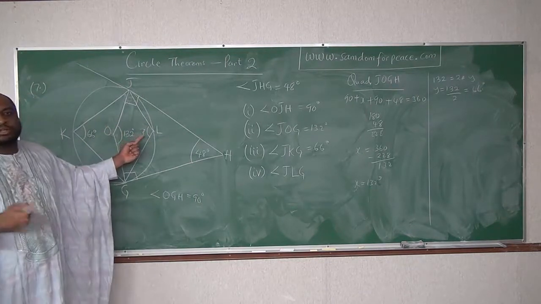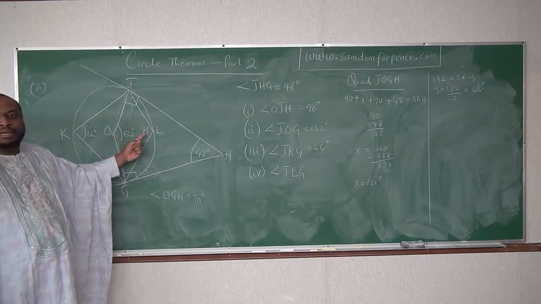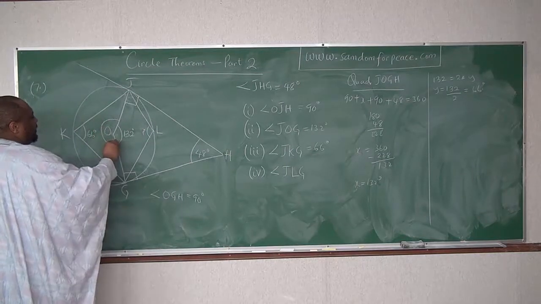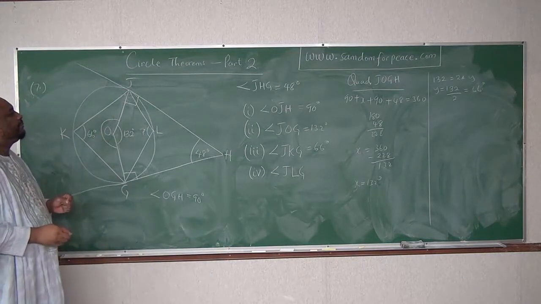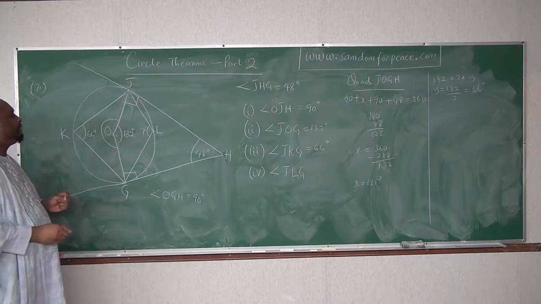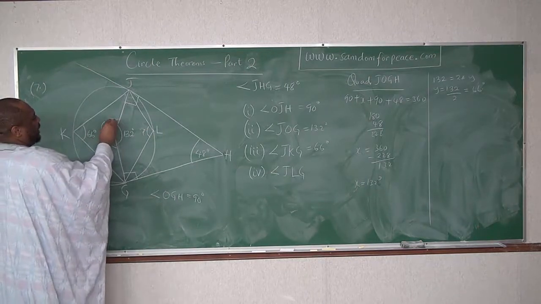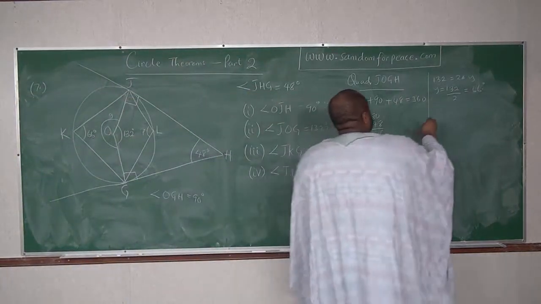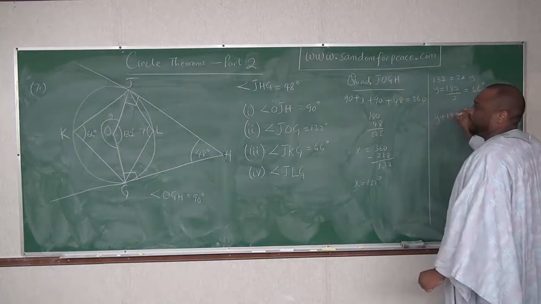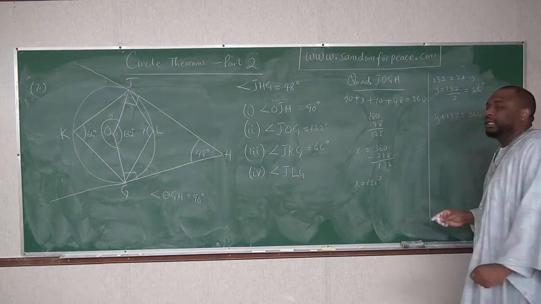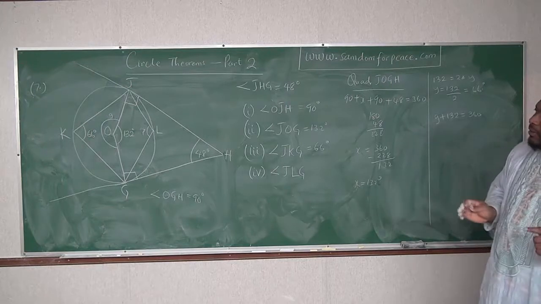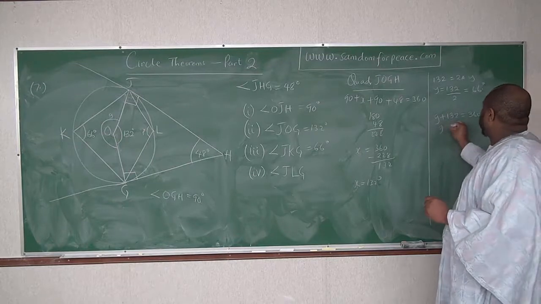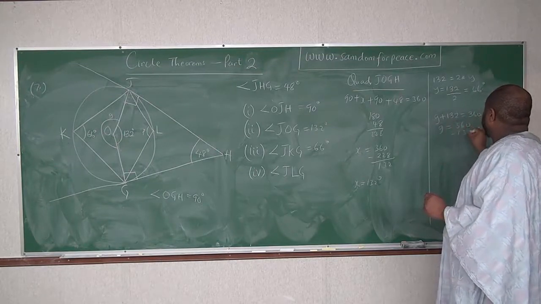So here is also angle at center, but like I explained in part 1, you have to find this reflex first. So let me call this reflex G. So G plus 132 is equal to 360. Reason, angles around a point. So G is 360 minus 132.